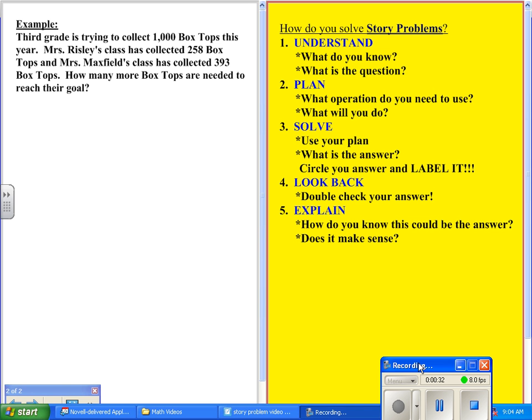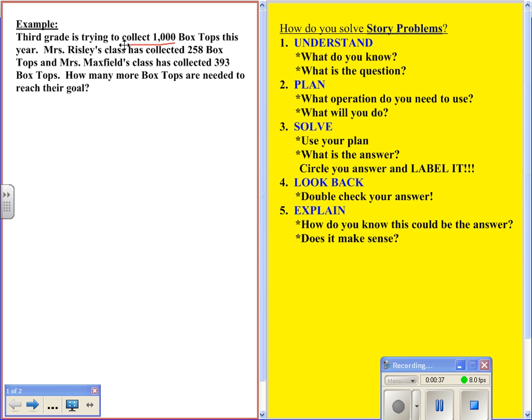So the first thing is, what do we know? We know that they're trying to collect 1,000. We know that Mrs. Risley has 258. And we know that Miss Maxfield has more. She has 393. So now we have to decide, what is the question asking?